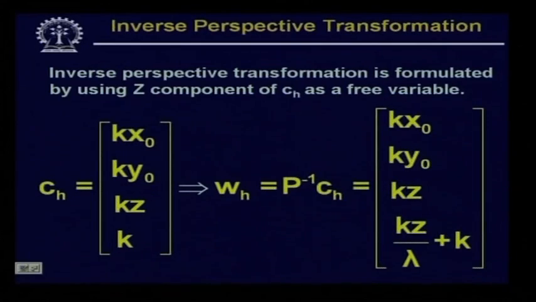Now, when this point is inverse transformed using the inverse transformation matrix, what we get is the world point in homogeneous coordinates as W h equal to P inverse C h, and in this case W h is obtained as k x naught, k y naught, k z by lambda plus k. Now we have to convert this homogeneous coordinate to the Cartesian coordinate system, and as we said earlier, for this conversion we have to divide all the components by the last component. So, k x naught, k y naught and k z will all be divided by k z by lambda plus k.